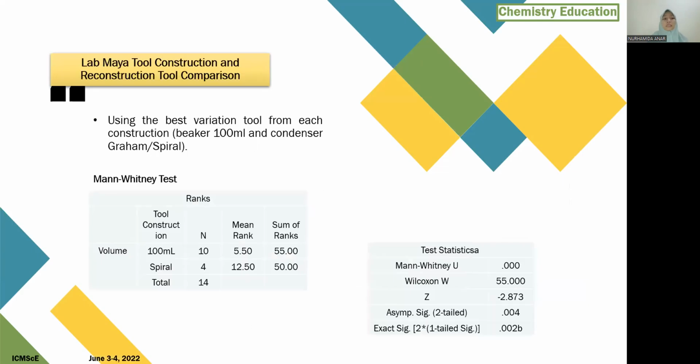And to compare the LabMaya tool construction and the reconstructed tool, we used the best variation from each construction, which are the beaker with 100 milliliter volume and the Graham or spiral condenser. From the Mann-Whitney test, we can find that there is a significant difference between both constructions.